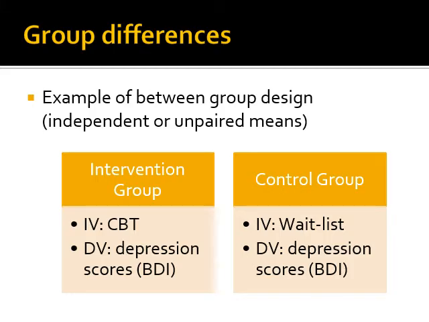Here are some examples of between group designs and within group designs. First, between group designs. This one is for independent or unpaired means. So here we have in the intervention group CBT, and in the non-intervention group, the control group, we have waitlist, basically no CBT, and the dependent variable is the same in both cases, depression scores on the Beck Depression Inventory.